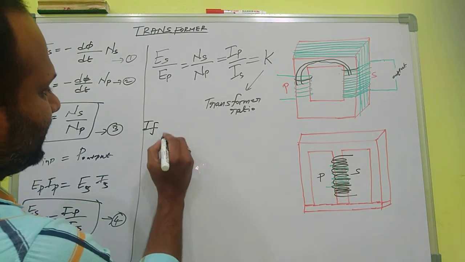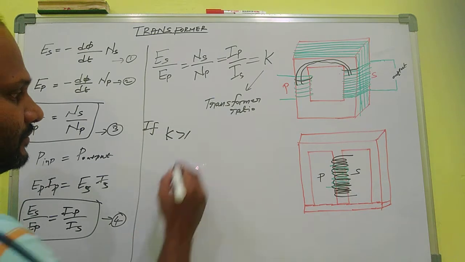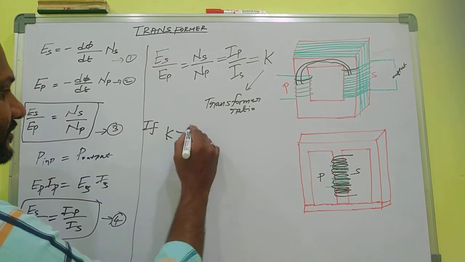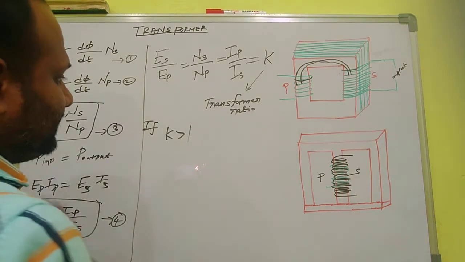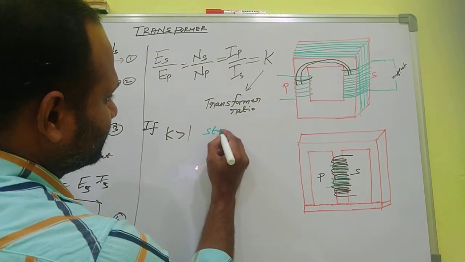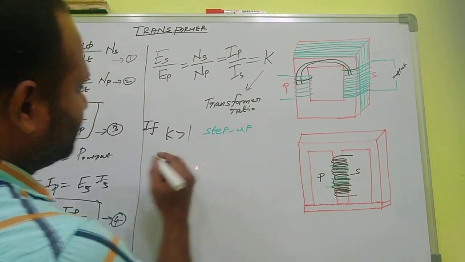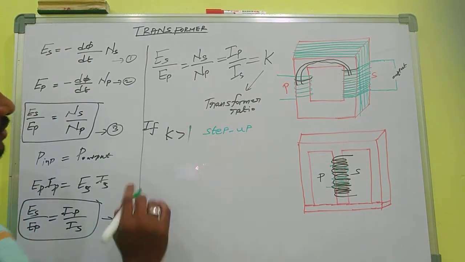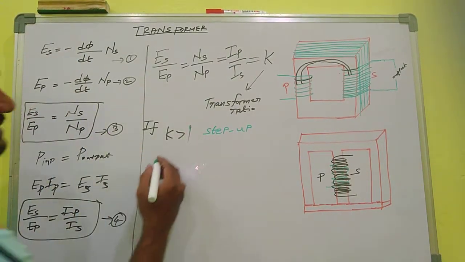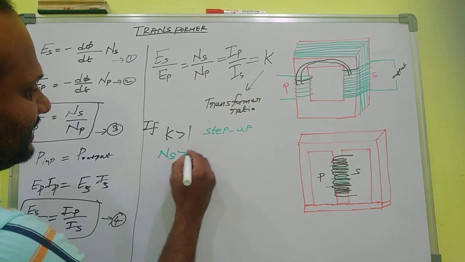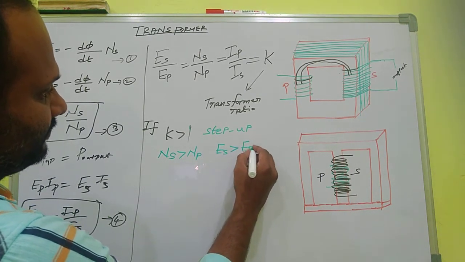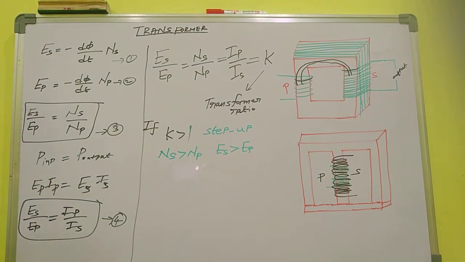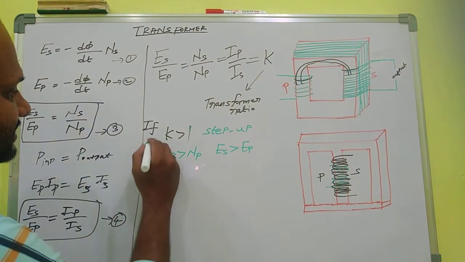If K is greater than 1, that transformer is called a step-up transformer. If K is greater than 1, step-up transformer. In this case, NS is greater than NP, and ES is greater than EP. Okay, right. This is the first case.